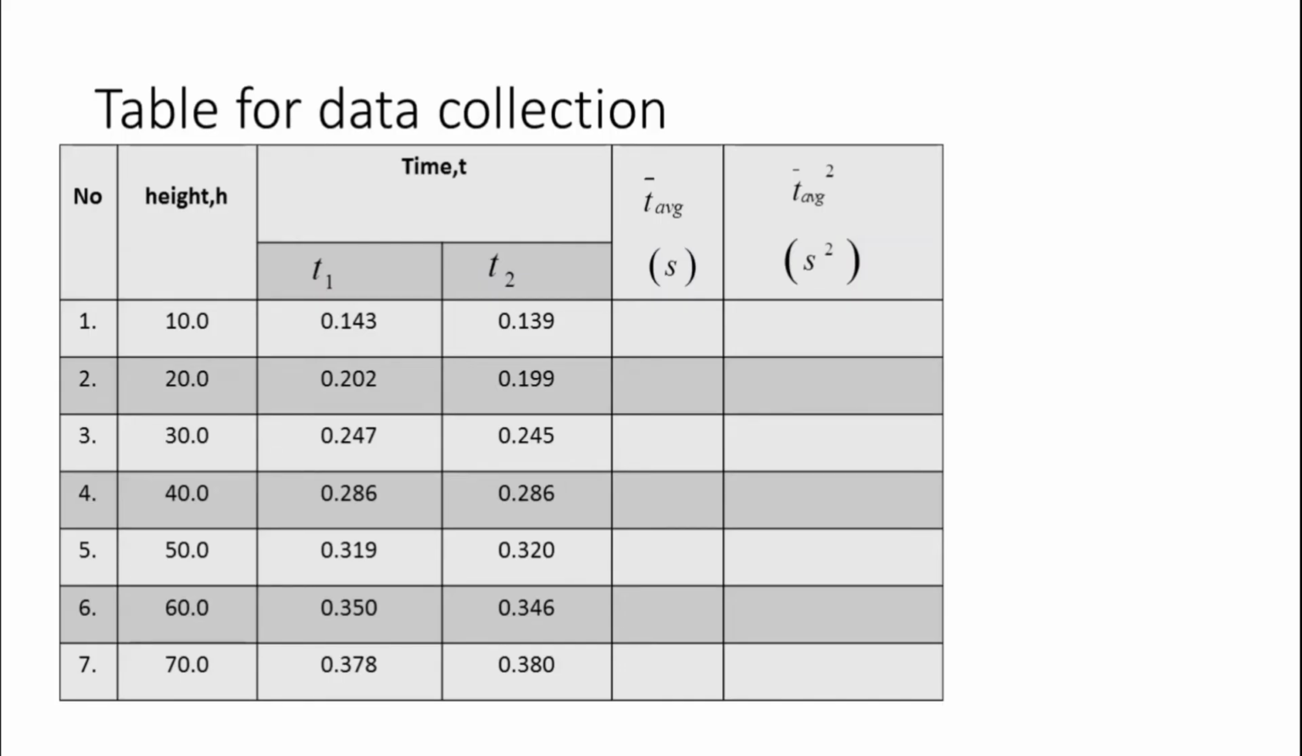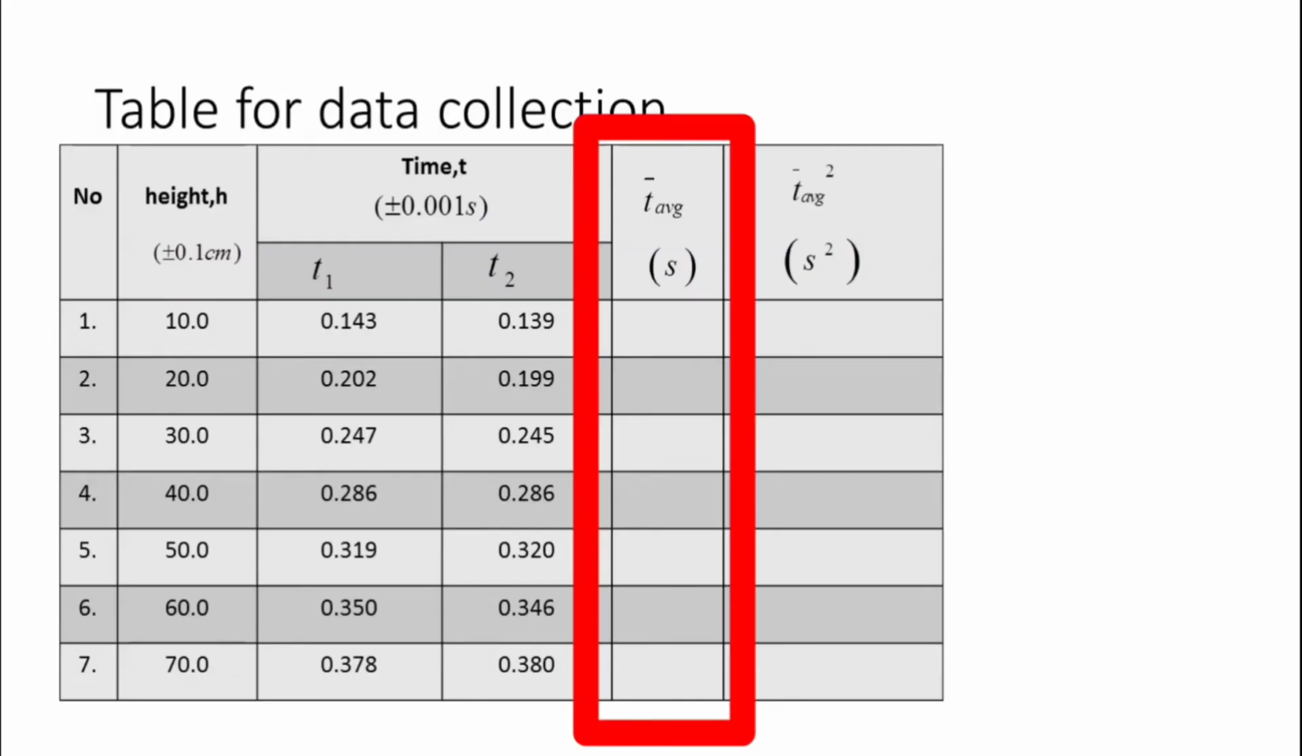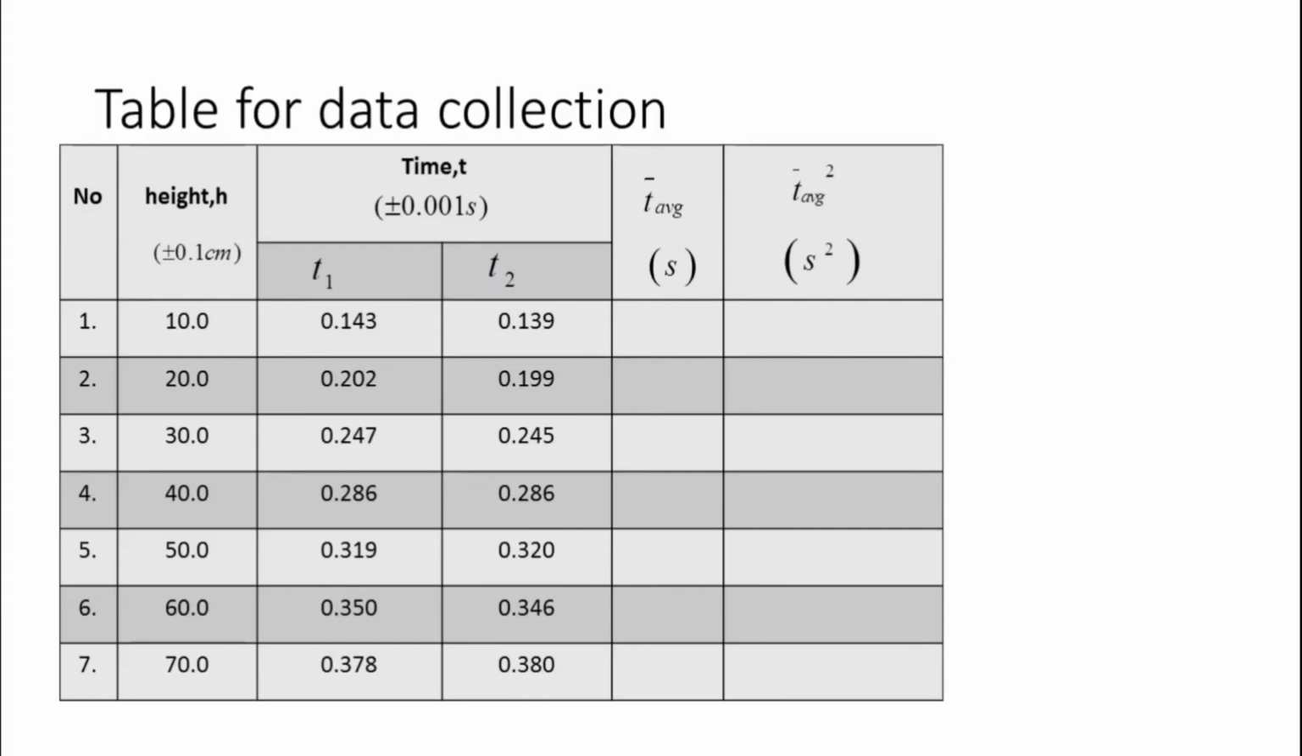Now, we are going to complete the table. Make sure you write the uncertainty for the measurement of height and time. The measurement of time is done twice, so we need to determine the average value of time. To calculate the average, we add the two readings and divide by 2. We are going to apply the addition and subtraction rules for significant figures. The number of decimals of the average reading must be equal to the number of decimals of the measurement. So the average value of time will have 3 decimals.